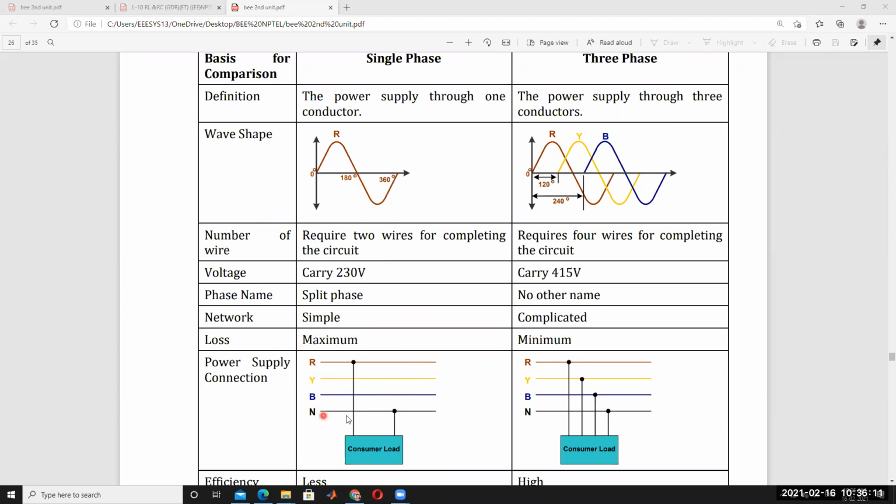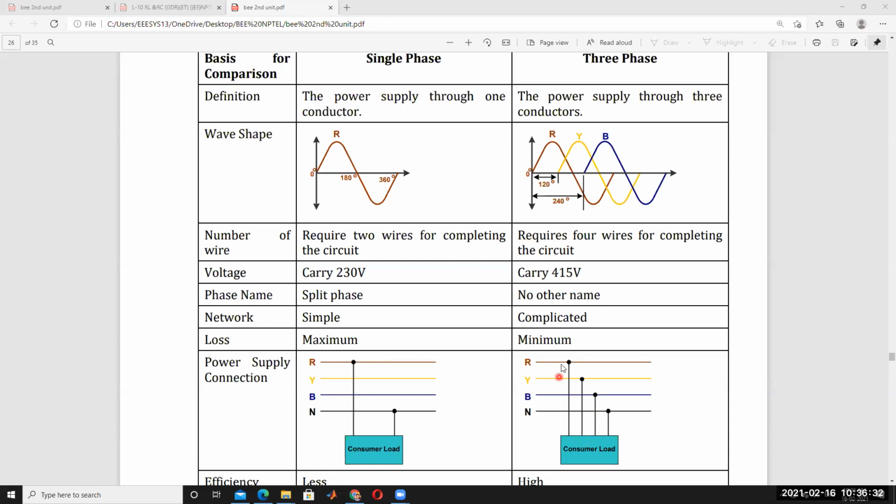Okay, the neutral wire is directly connected, and that is called neutral. The remaining three are called phases: R phase, Y phase, B phase. This is called a single phase system. In this, only one load is connected between the R phase and neutral. Only two wires are available here, but here four wires are available.